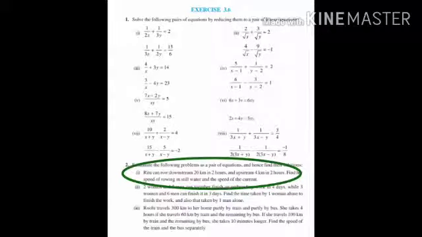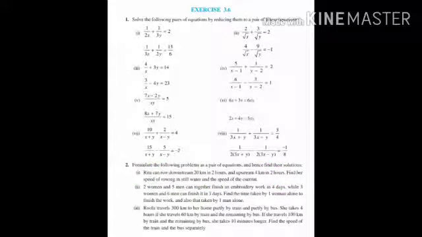Now let us try to solve some word problems given in exercise 3.6. So we are going to discuss question number 1 of question number 2. Ritu can row downstream 20 km in 2 hours and upstream 4 km in 2 hours. Find her speed of rowing in still water and the speed of the current.